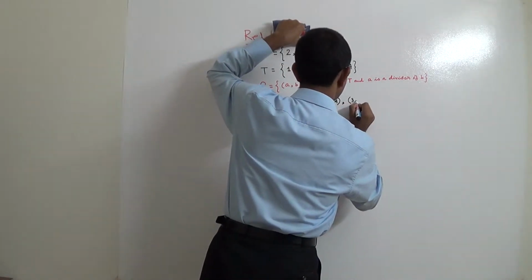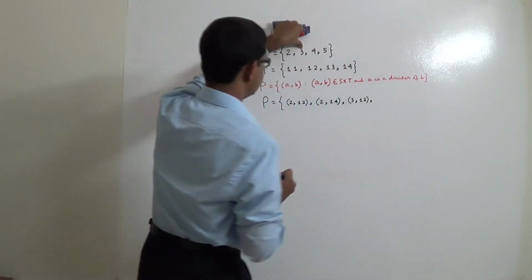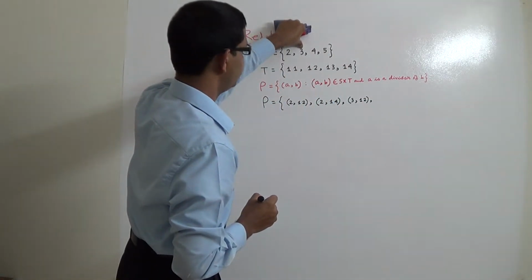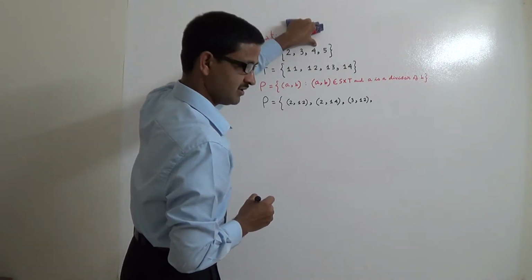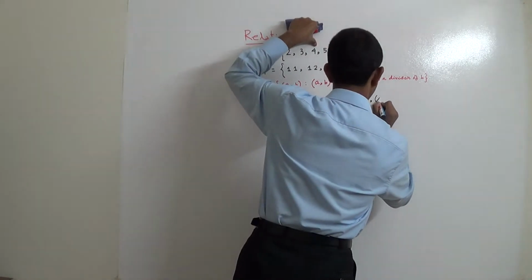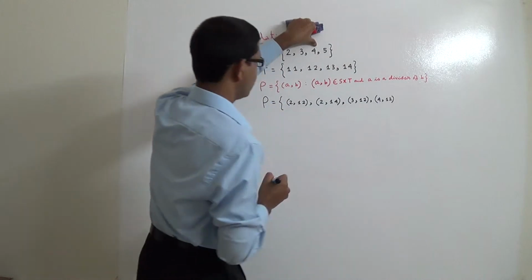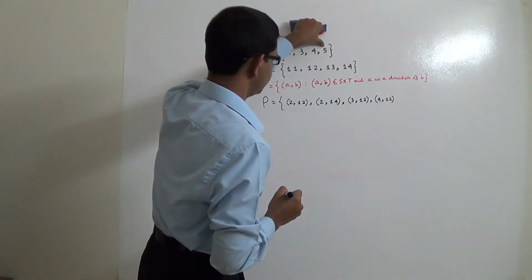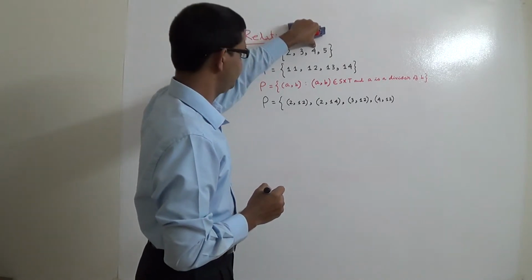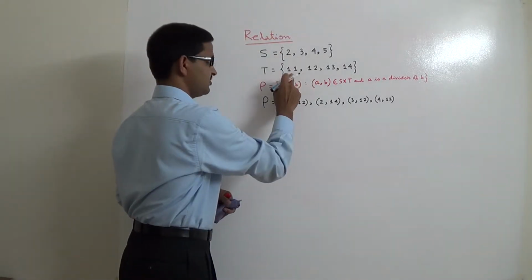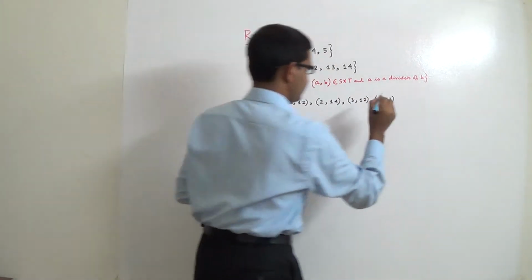You can write 3 comma 12. 3 comma 13 no. 3 comma 14 no. 4 comma 11 no. 4 comma 12, yes. 4 comma 13 no. 4 comma 14 no. 5 comma 11 is no. 5 12 is no. 5 13 is no. 5 14 is no. So this is the set.